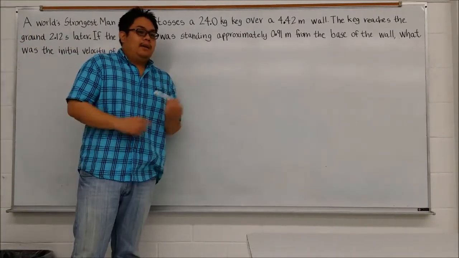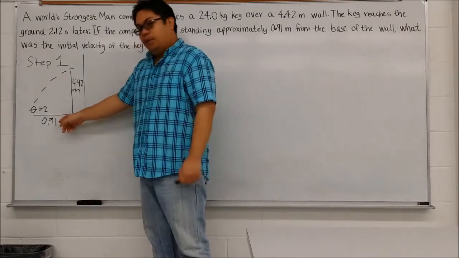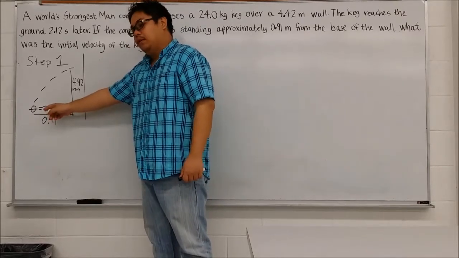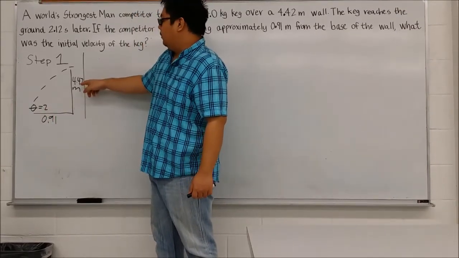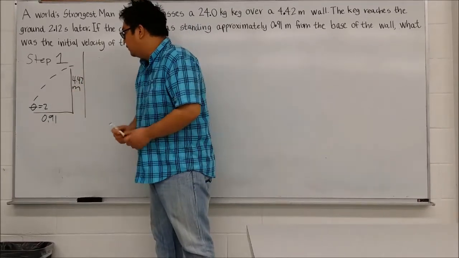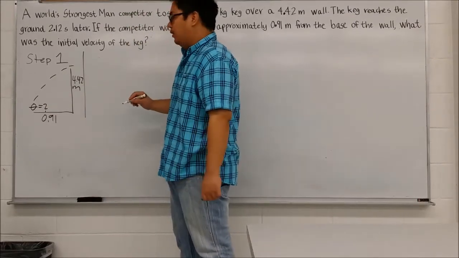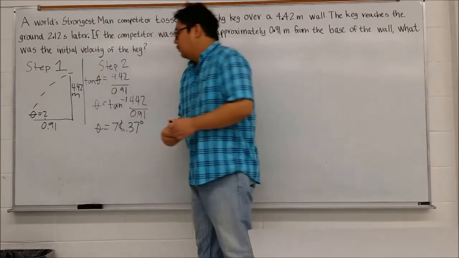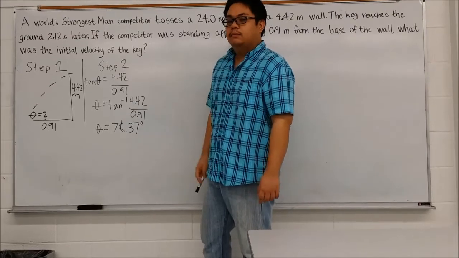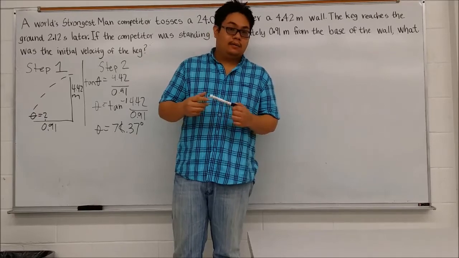First, I'm going to start by drawing the problem out. We have 0.91 meters, which is the distance from the base of the wall to the position of the competitor. 4.42 meters is the height of the wall. As you can see, we actually have to find the angle at which the competitor threw the keg. To do that, we will use the inverse tangent theorem. The angle was 78.37 degrees. And now I will forward the problem to my partner Abhay, who will elaborate on the rest of the steps.